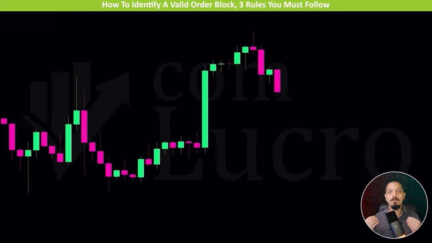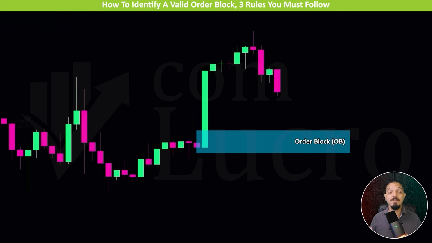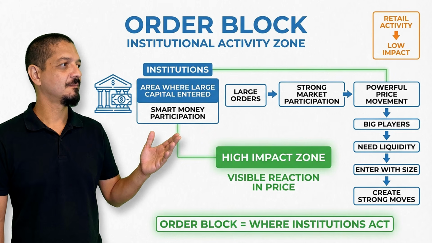So how can we identify a valid order block on the chart? An order block represents a specific area on the chart where a large amount of capital entered the market, usually from big banks or major institutions, often referred to as smart money. Because these participants operate with significant size, their activity tends to produce strong and visible price movements.